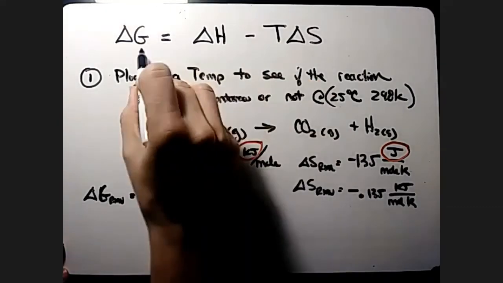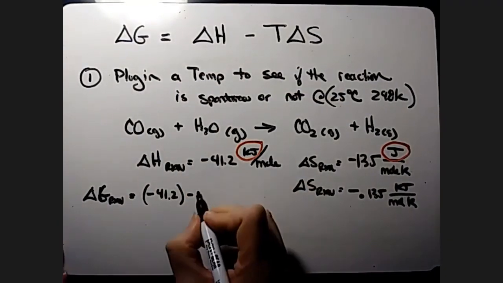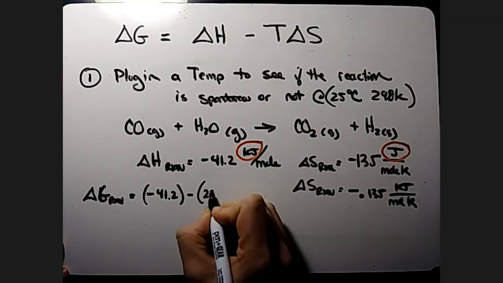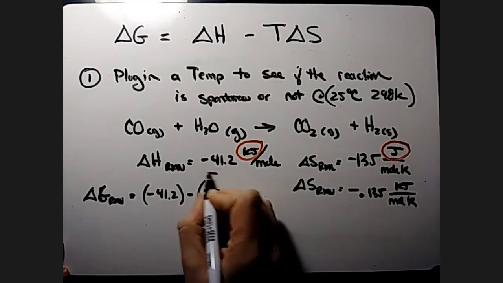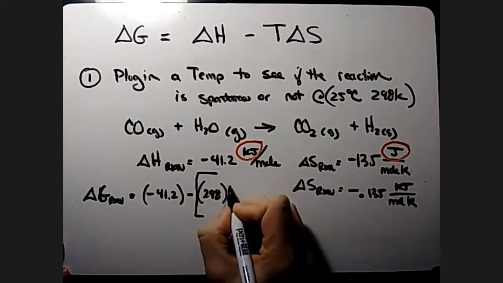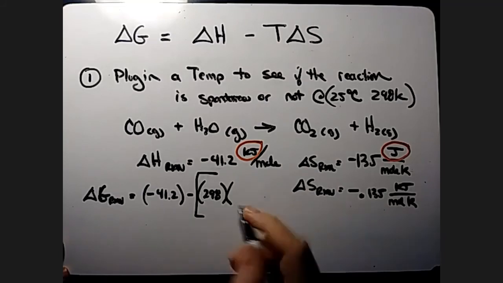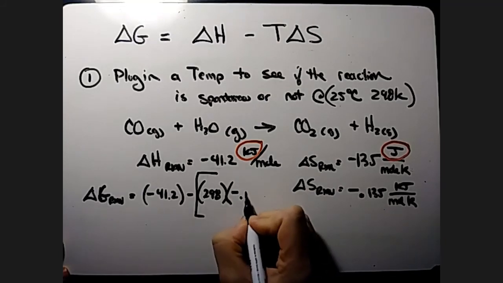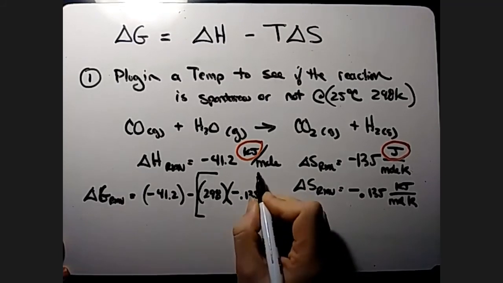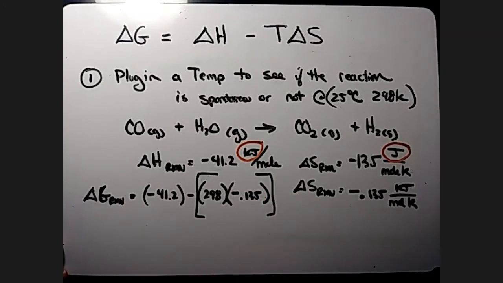You can't have two variables in this equation. Okay, so that would be 298 times our new S value, that's the negative 0.135. And again, we want to make sure that we have that unit agreement, kilojoules and kilojoules.